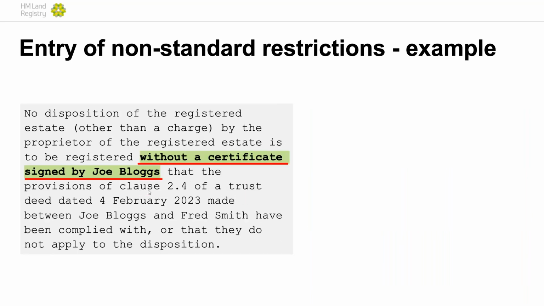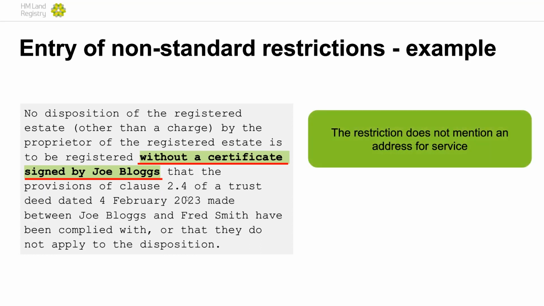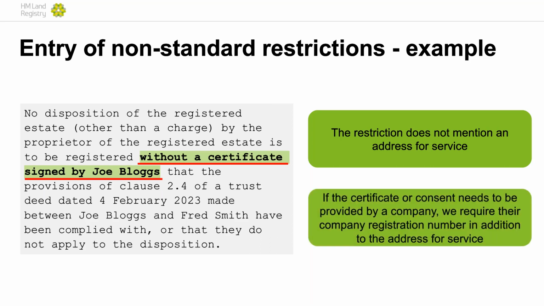In this example, you can see that the previous issue has been corrected as the specific clause has been stated. However, now the compliance certificate has to be signed by Joe Bloggs, but there's no address for service for this person, making it difficult to contact them to obtain the certificate. Therefore, this point would generate a requisition.